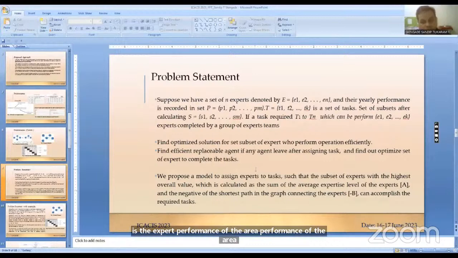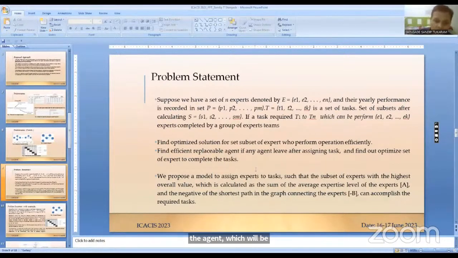So task 1 requires 10 experts, so our job is to find the 10 best experts to select for that particular task. We also have to find the optimized solution for this task. We also find the replaceable agent if any agent leaves the task, with that optimization. So we have to propose the model with the highest overall value, which is given by the summation of the expert average with the negative shortage from the graph coordinate, minus B.